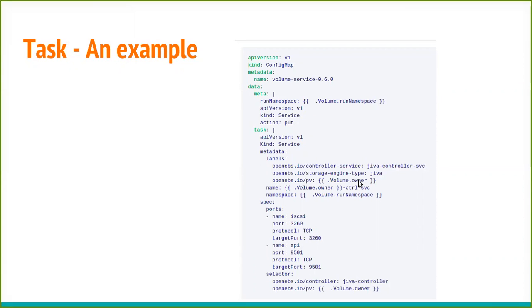So this is where the policies come into the picture. The values that are set in the policies will be replaced here. Some of those things may not be available in policies, for example, run namespace, owner, and all. Those are the runtime stuff.